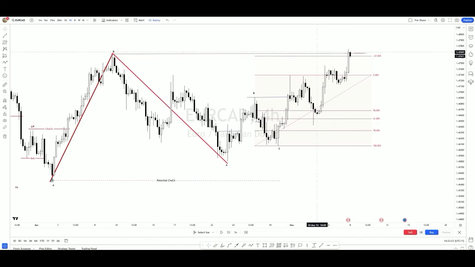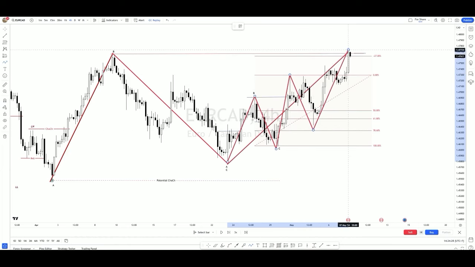B is broken and I have C confirmed. A, B, C. Now, you see what happened? While I'm waiting for my big structure of A, B, C to be confirmed, I had the opportunity here inside the AB leg to trade A, B, C. Here, the market retraced to the discount zone, and I could make money while I'm waiting for the market.